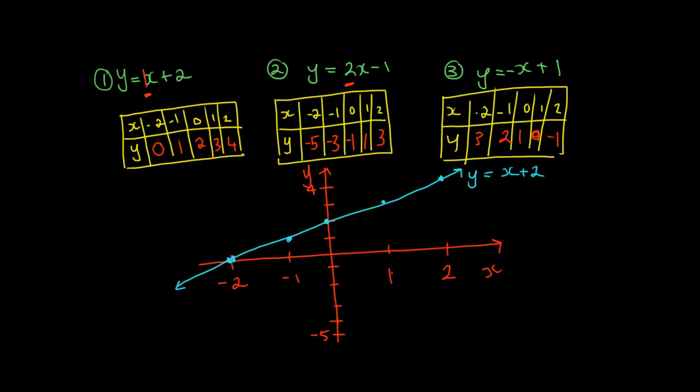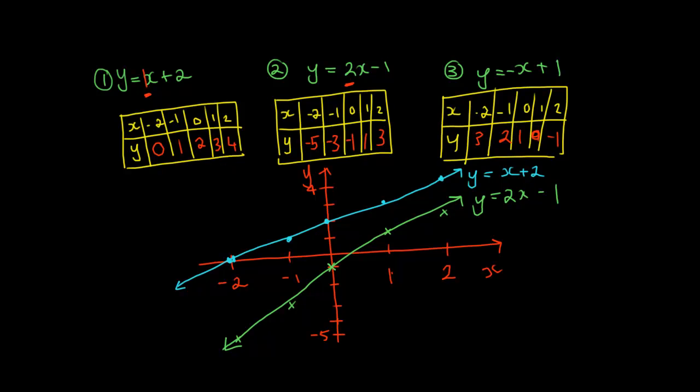Okay, I'm going to put another graph here for y equals 2x minus 1. So -2, -5. You can make sure you're all nice and accurate. -1, -3. 0, -1. 1, 1. 2, 3. So mine's a little wobbly there. Make sure it goes through all the points. Okay, that's the graph of y equals 2x minus 1.